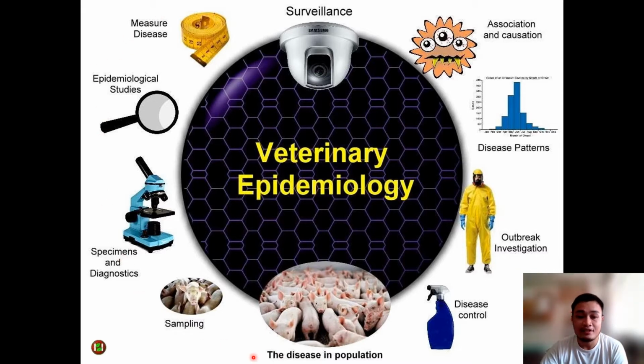As previously mentioned, it is the study of disease or health phenomena in a population. Of course, it involves surveillance, measures of disease such as your prevalence, incidence, and others, epidemiologic studies, so we will go through them. Specimen diagnostics, very important. Sampling, measures of disease control, outbreak investigation, disease patterns, and association and causation. If you can remember, most of these, if not all of these, are actually part of our topics to be discussed this semester. I hope we will be able to go through them and you may be able to learn a lot from them.